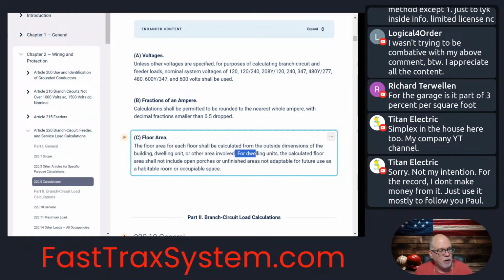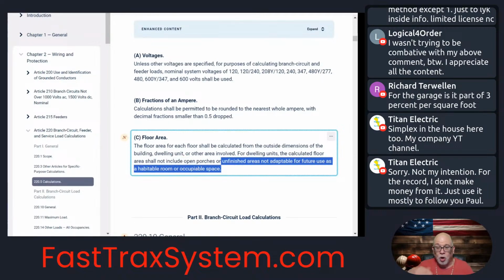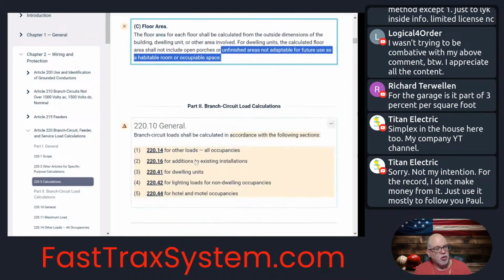Then it says, for dwelling units, the calculated floor area shall not include, now check this out, open porches or unfinished areas not adaptable for future use as a habitable room or occupiable space. Well, a garage is adaptable. And in the previous edition, garage appeared in here. So you omitted it up front. That's changed for the 2023. All right, now, back to what we were looking at.